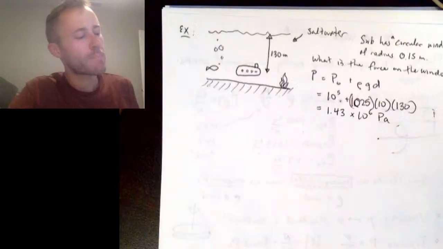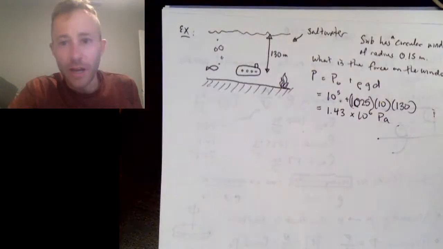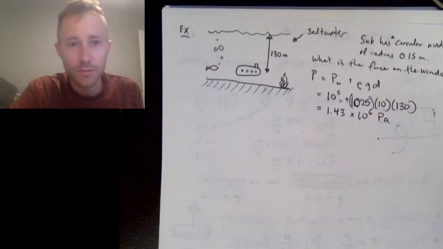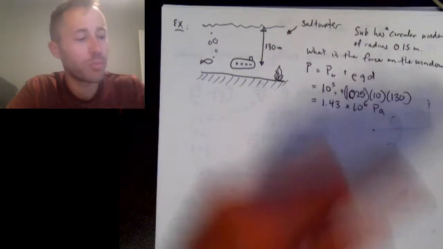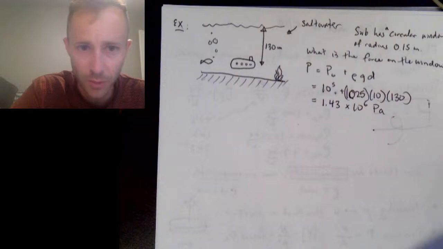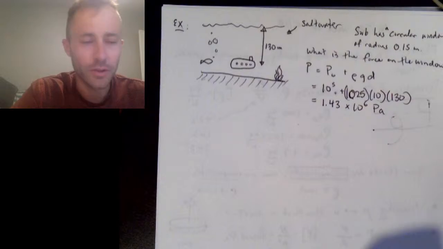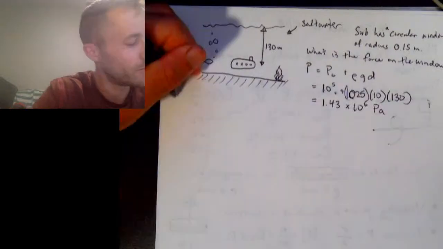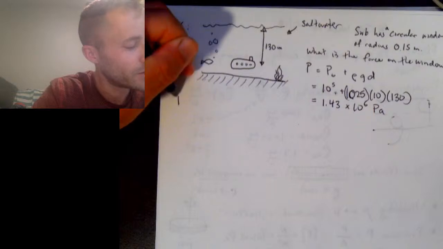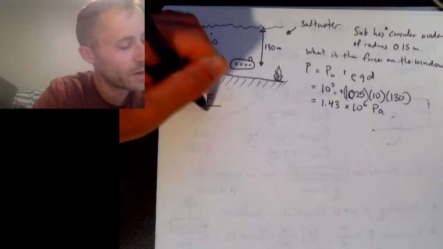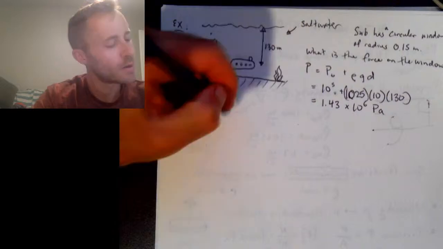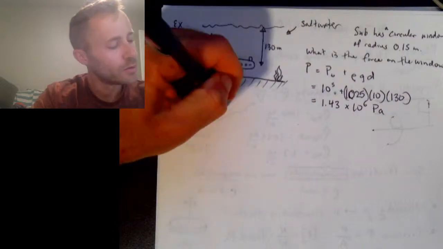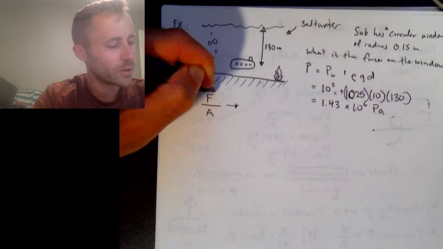All right. Now, what I didn't ask for is what is the pressure on the window. I asked what is the force on the window. So now I'm going to use the definition of pressure, which is pressure is force per area. Okay. So we can see it has force on the window. So we're going to solve for that.